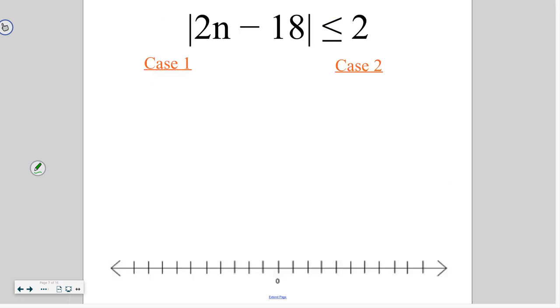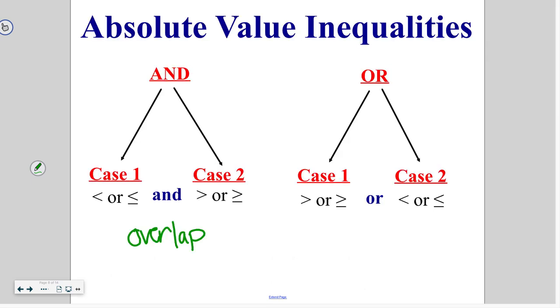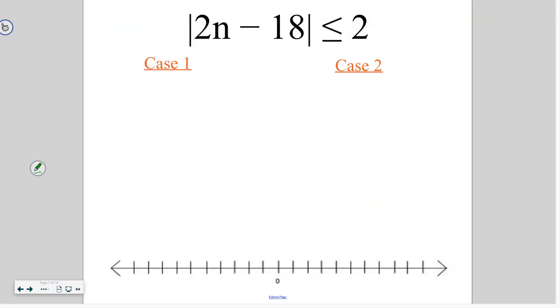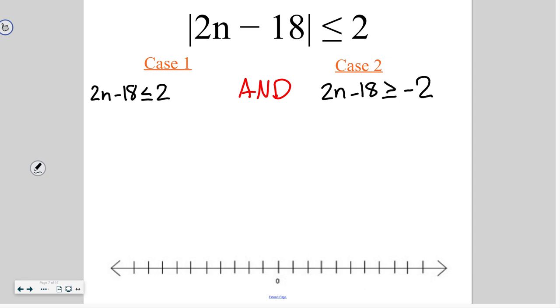So, for example, we've got the absolute value of 2n minus 18 is less than or equal to 2. So this is putting us under that first case, which is and. So we're going to start with our first inequality and say 2n minus 18 is less than or equal to 2. And then we're going to say and, case 2, we're going to flip it and say 2n minus 18 is greater than or equal to negative 2. So notice how I just set up case 1 and case 2. I haven't done any solving.